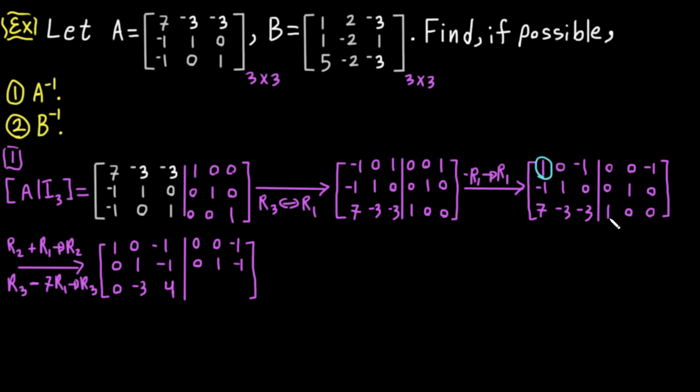Row 3: 1 minus 7 multiplied by 0, which is 0, so it will be the same, 1. 0 minus 7 multiplied by 0 is 0, so 0 minus 0 is 0. Then 0 minus 7 multiplied by -1, which is 7.